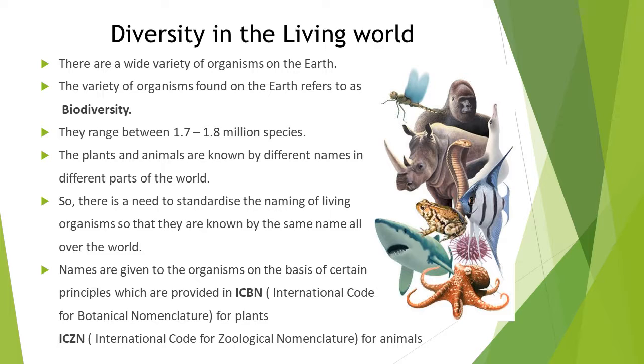There are two codes. One is ICBN, which is International Code for Botanical Nomenclature, which is for plants. And the other is ICZN, that is International Code for Zoological Nomenclature, which is for animals. So before giving a scientific name, these codes need to be referred because they have standard principles for scientific naming of an organism.